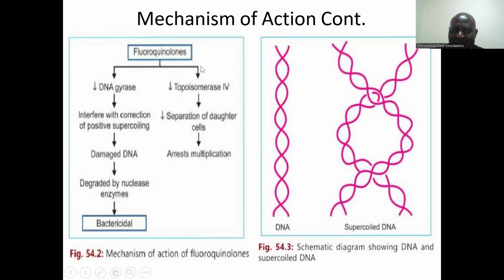That is bactericidal. And also the topoisomerase is involved in the separation of daughter cells. When the topoisomerase is inhibited by fluoroquinolone, the separation of daughter cells will also be inhibited, and therefore multiplication will be arrested. So this is the beautiful mechanism of action by which fluoroquinolone kills or destroys bacteria. This is very interesting. I think it makes sense.